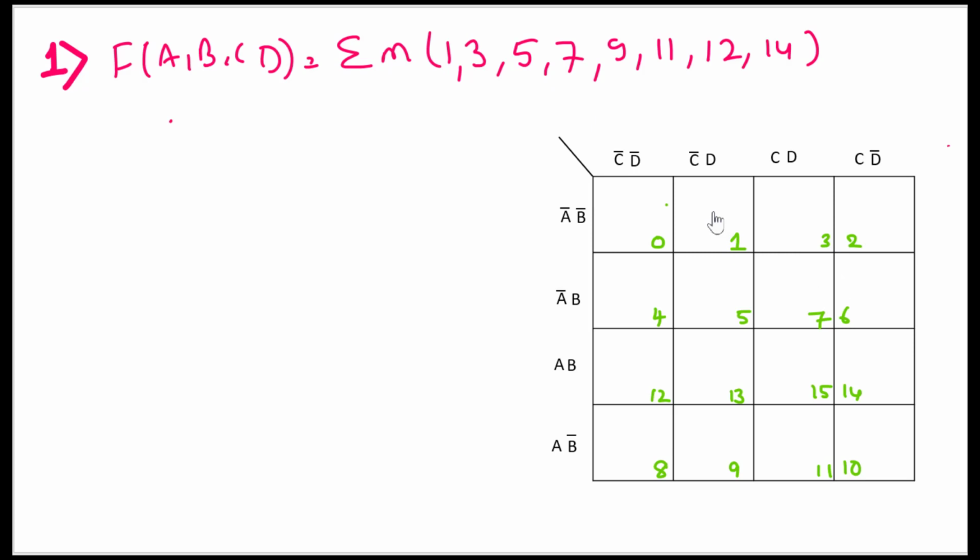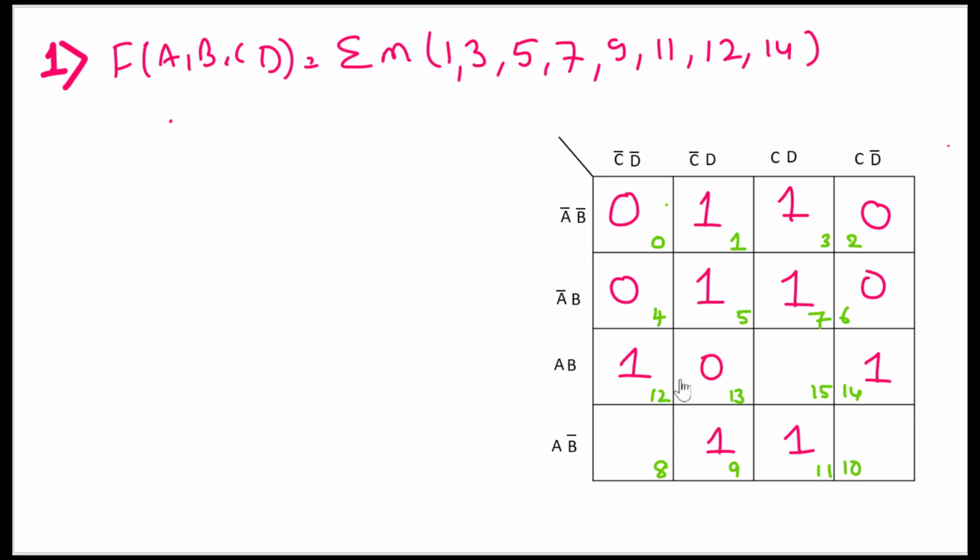Now we'll try to fill. This is 1, this is 1, 5 is 1, 7 is 1, and 9 is 1, 11 is 1, and 12 is 1, and 14 is 1. Now you fill all the ones. Now you need to fill the zeros. Rest are all zeros. Now we look for the biggest number of ones.